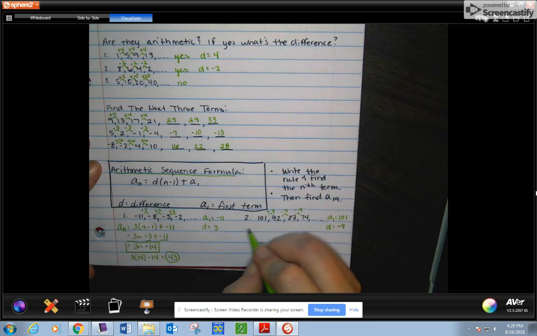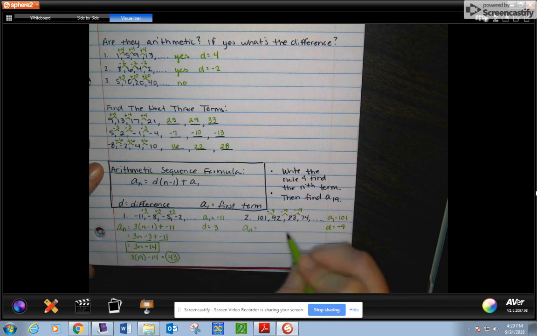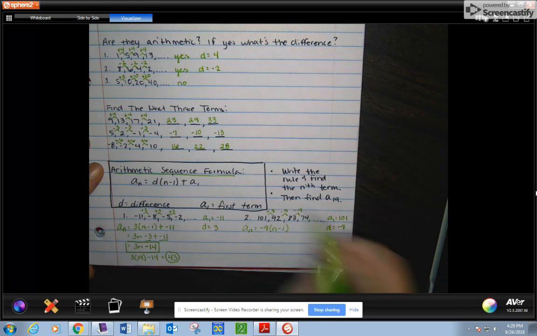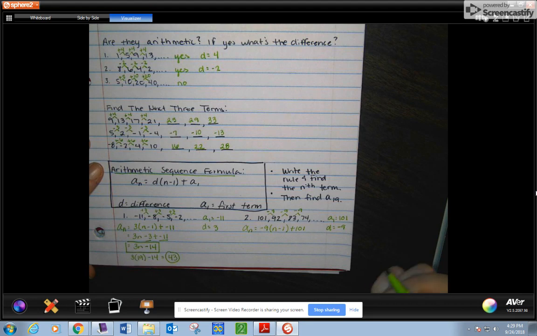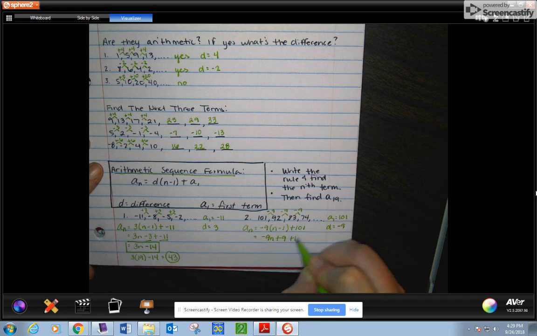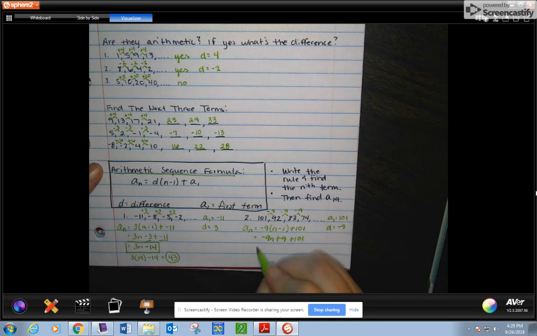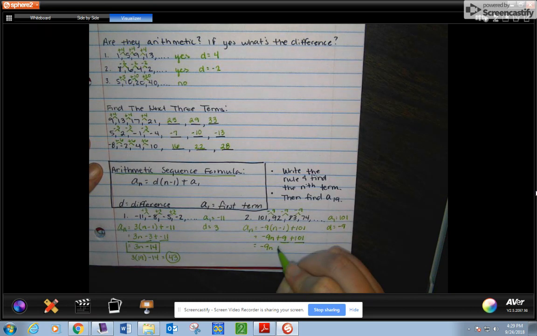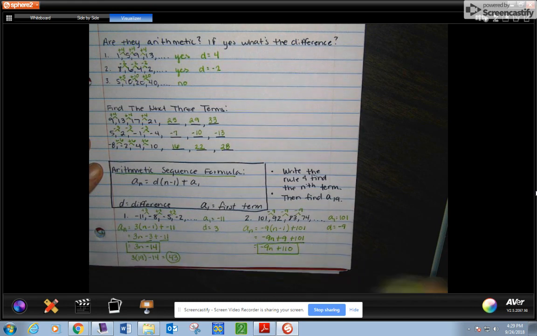Now I take my rule, a sub n equals, for d I plug in negative 9, open parentheses, n minus 1, close parentheses, plus 101. Okay, so now I just distribute and solve, and I'm going to get negative 9n plus 9 plus 101. Okay, the negative 9n stays. 9 and 101 combine to give you 110, and that is my rule.